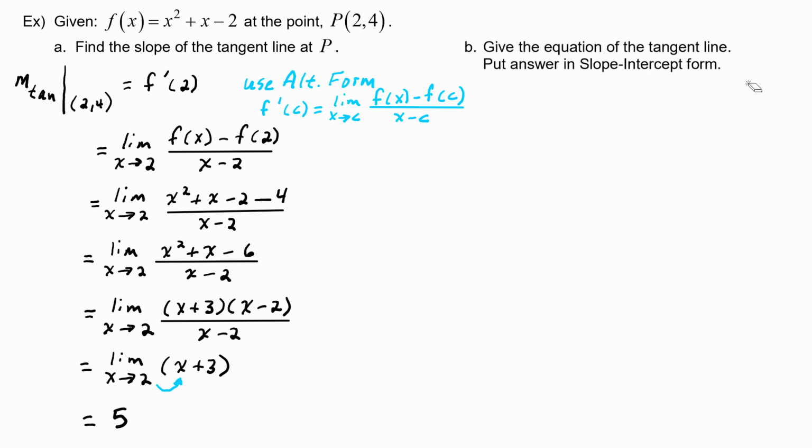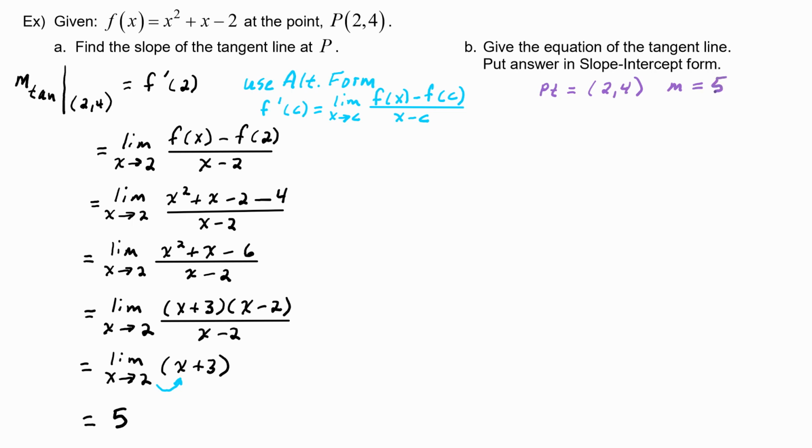Now in part B, we have to give the equation of the tangent line and put the answer in slope-intercept form. We know that to find the equation of a line, we need a point and a slope. We know that our point is (2, 4), and our slope is equal to 5.